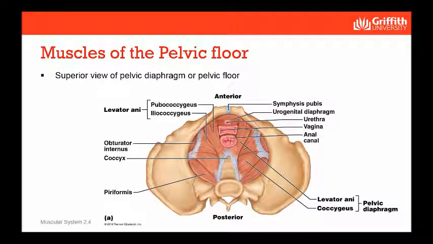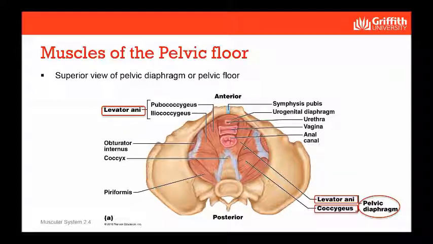Two paired muscles, the levator ani and the coccygeus, form the funnel-shaped pelvic diaphragm or the pelvic floor that seals the inferior opening of the bony pelvic cavity. Levator ani is a broad muscle that acts like a sling, supporting the pelvic organs, lifting the pelvic floor superiorly to release feces, and resisting the increased intra-abdominal pressure created by coughing or vomiting.